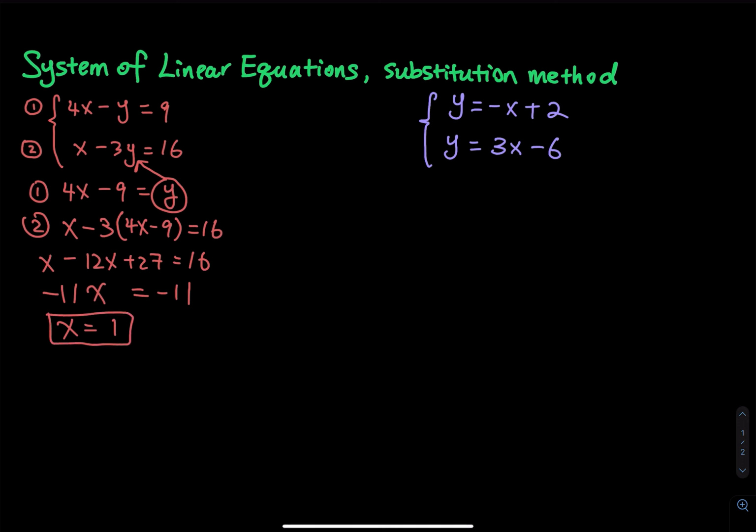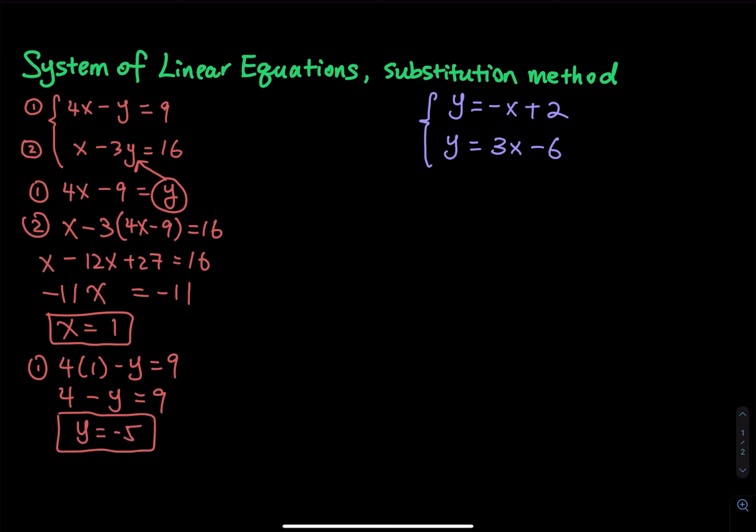And then after you get one of the variables, the other one is very easy. You can plug it into either one of the equations above. I've just plugged it into number 1. So you have 4 times 1 minus y equals 9, and then 4 minus y equals 9, then y equals negative 5.